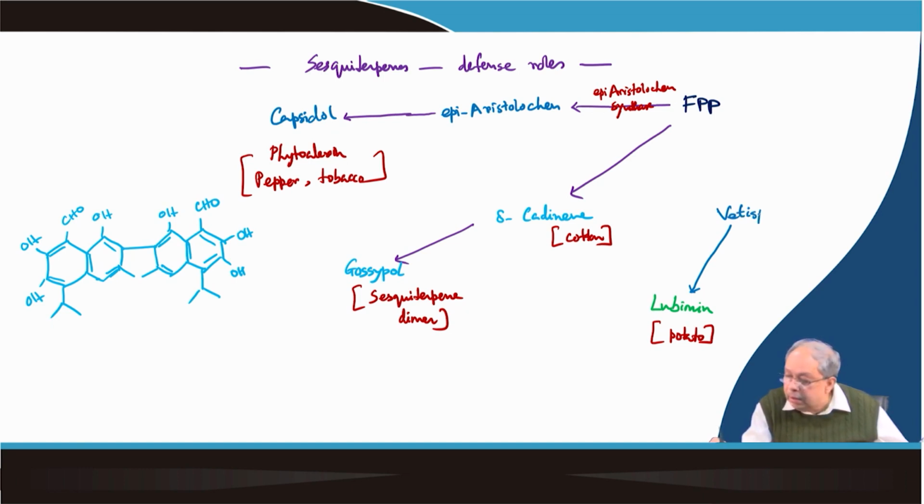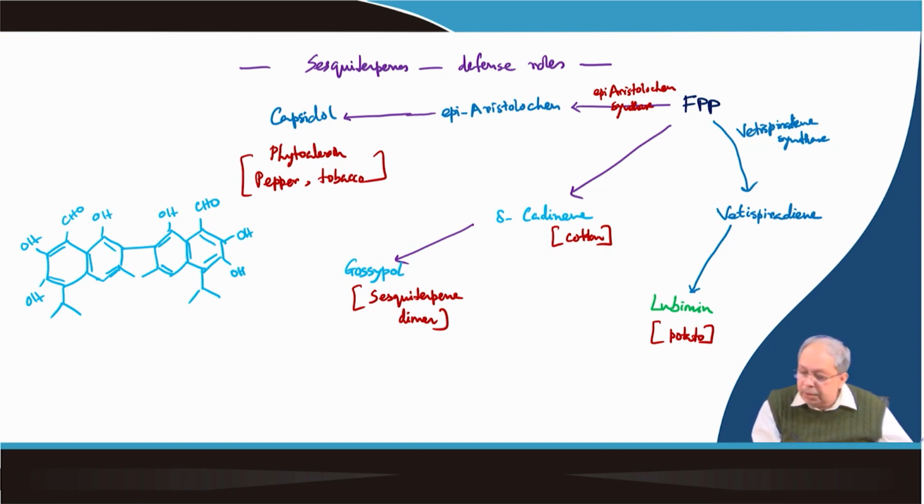Vetispiradine is basically produced from FPP by vetispiradine synthase. So, these are subsequently converted into lubimine.